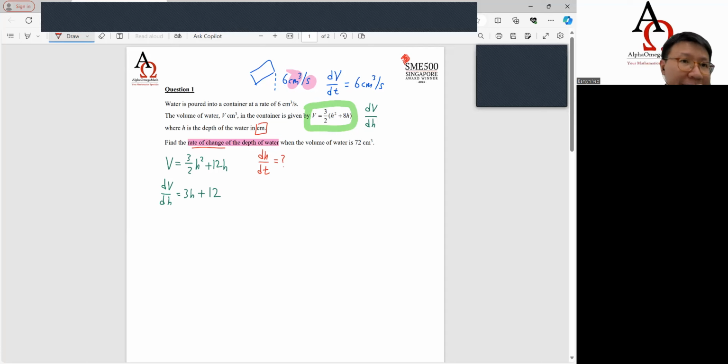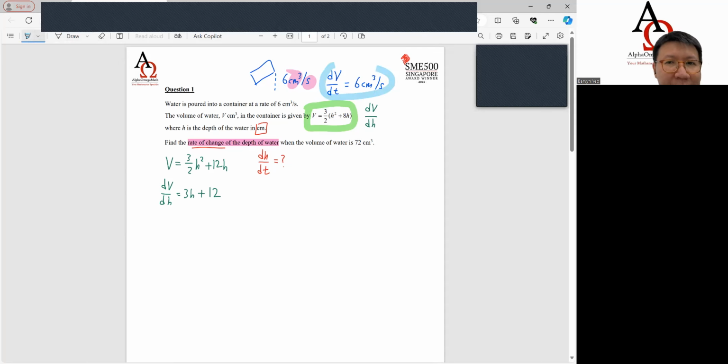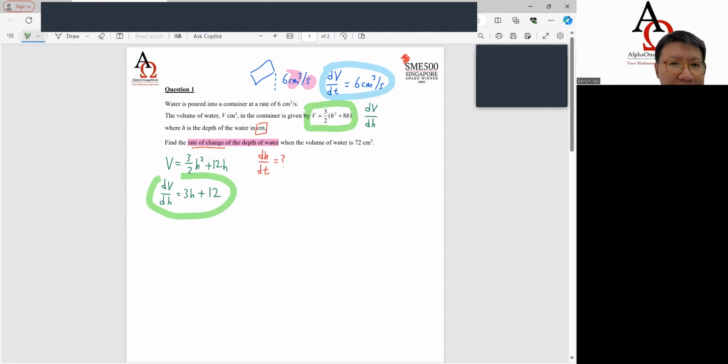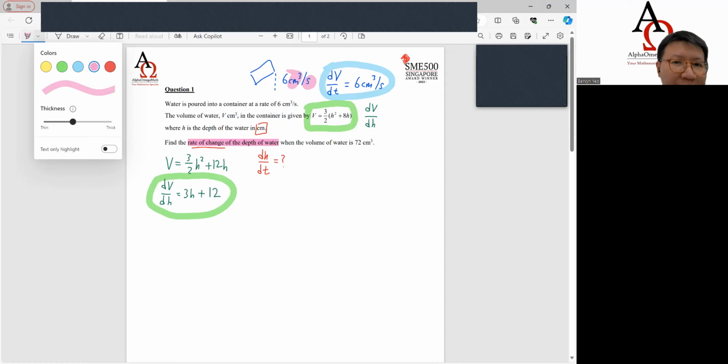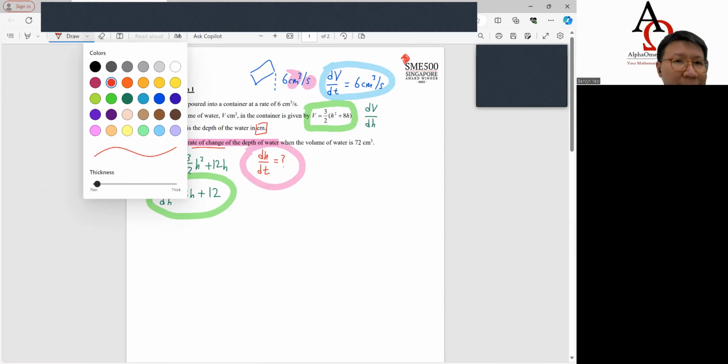Let's go through that again. We have our dV over dt, the rate of change of volume with respect to time, which is 6 cm³ per second. We have differentiated our volume function, and that gave us our dV over dh. And our question requires us to find dH over dt, the rate of change of depth of water. So now we can find a way to relate the three of them. There are two ways we can link them together.